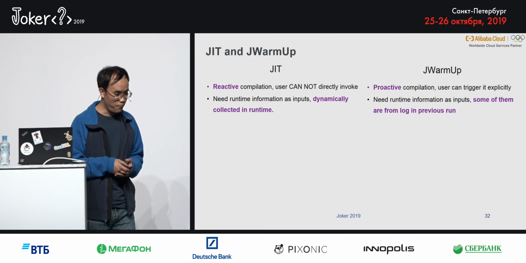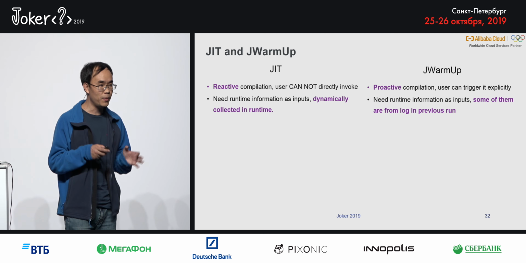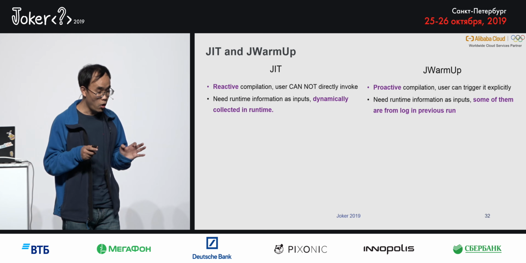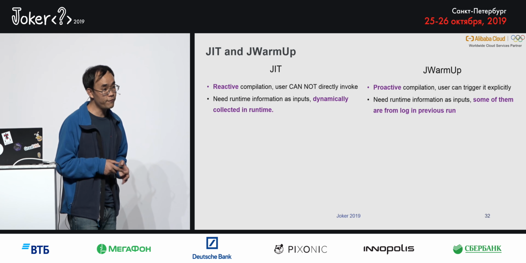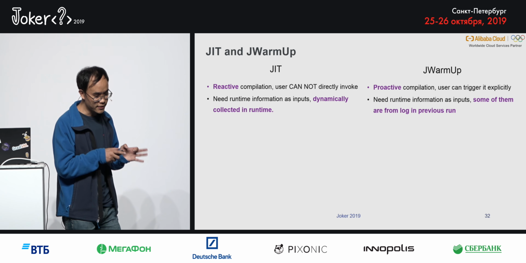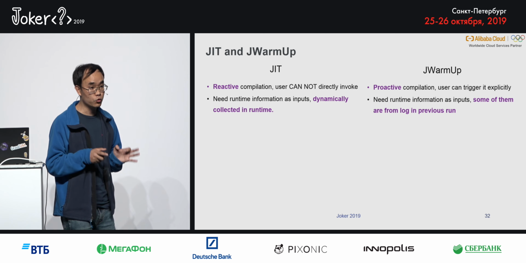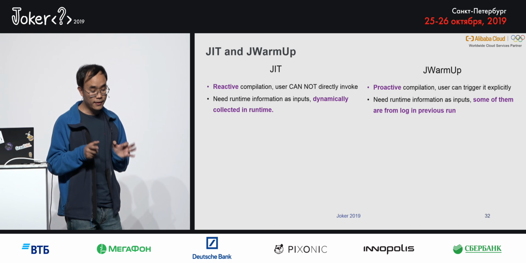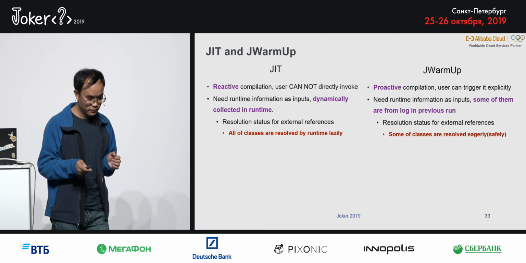The second thing is both of them are very similar. Actually, JWarmup is implemented based on the C2 compiler. Both of them need runtime information as inputs. But the different thing is that for the just-in-time compiler, the profiling information is collected at runtime dynamically, right? But for warm-up, we get this profiling information from a log on disk, right?